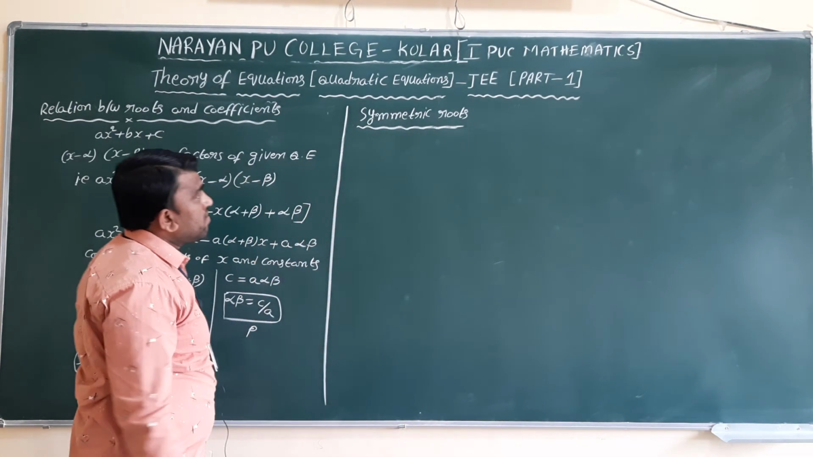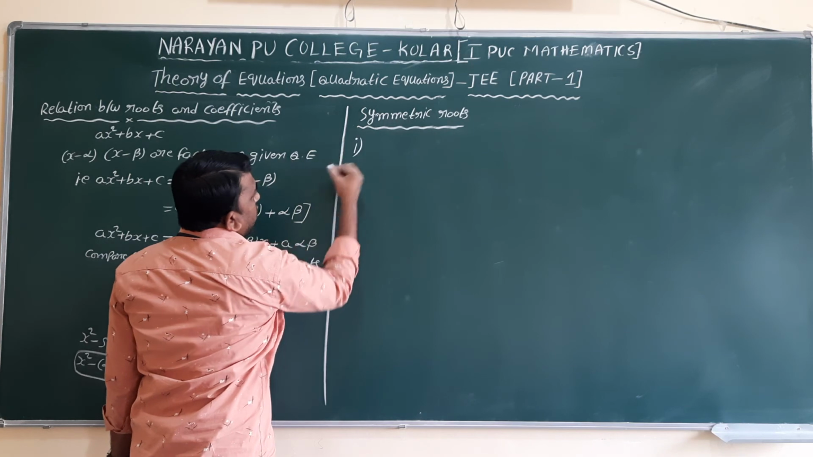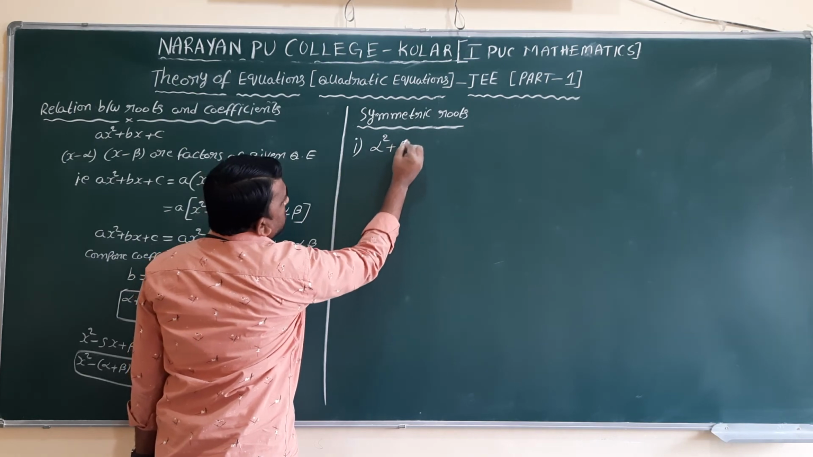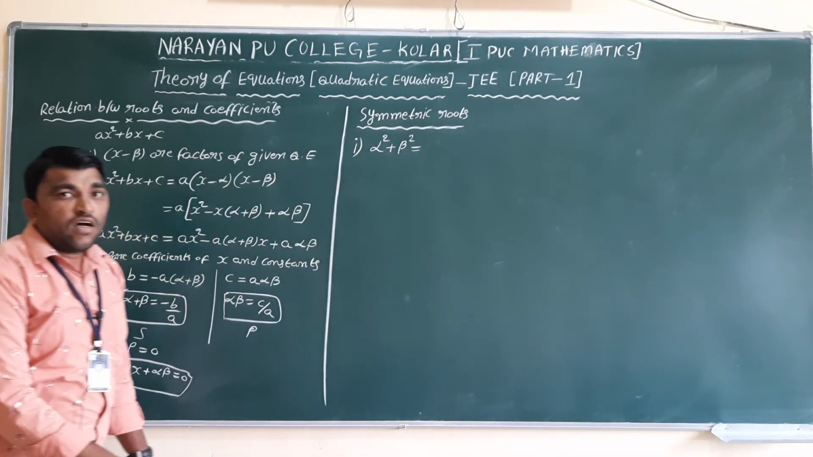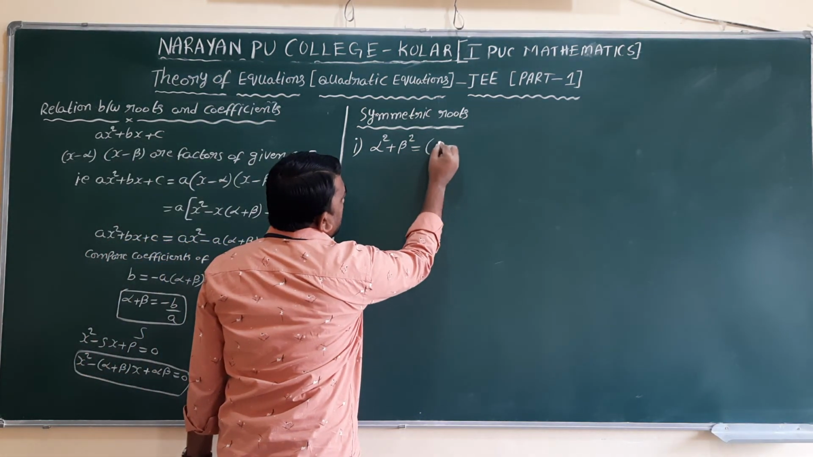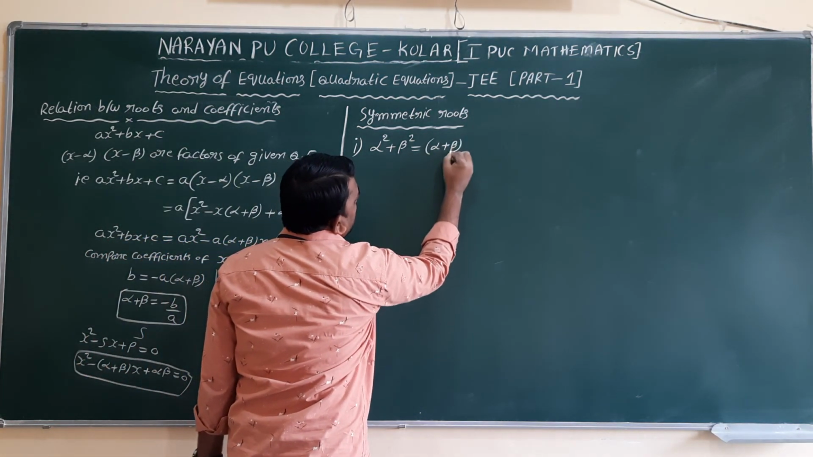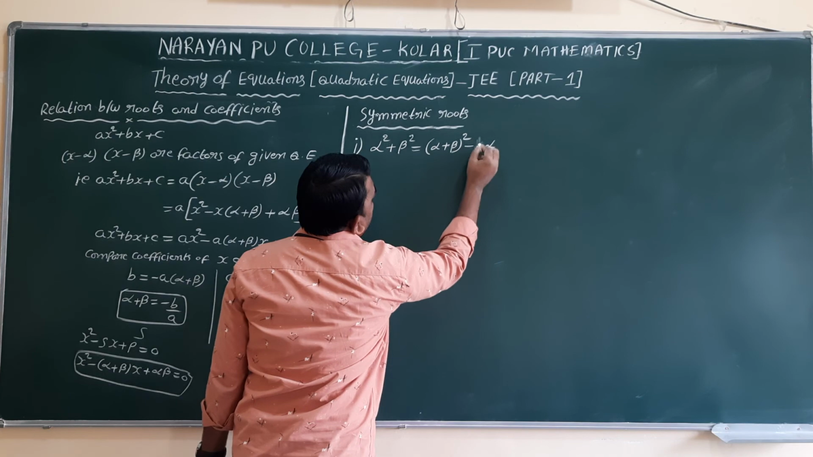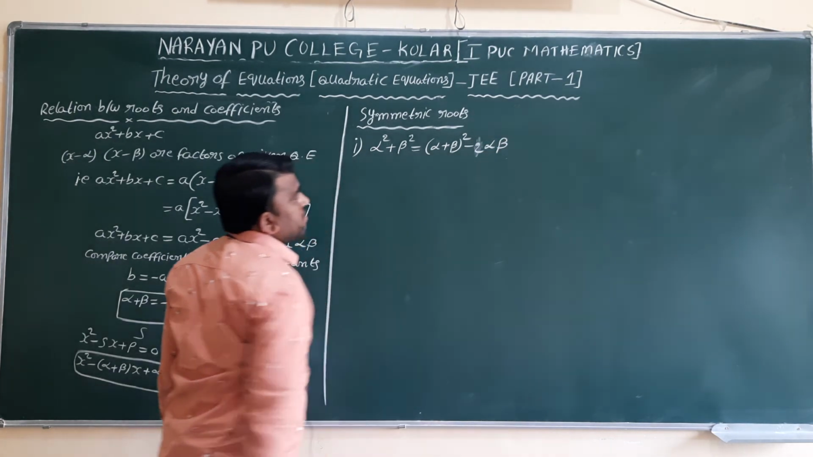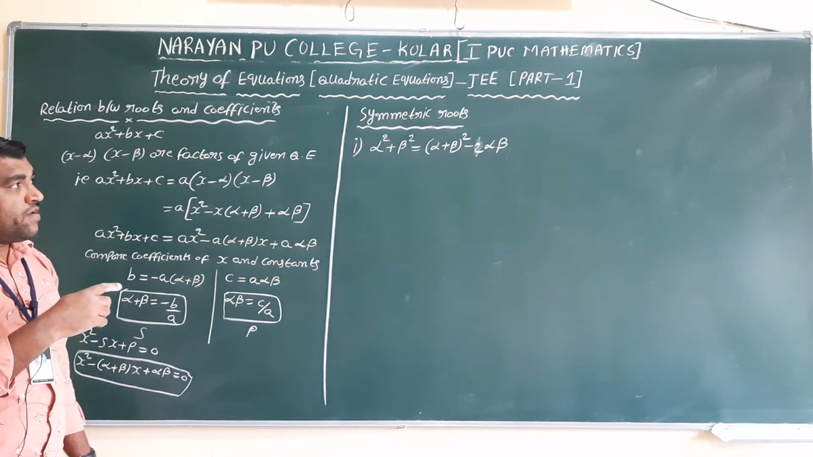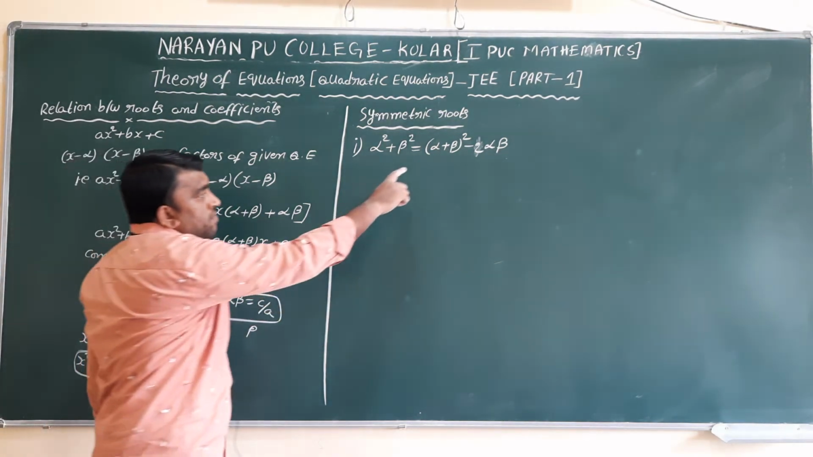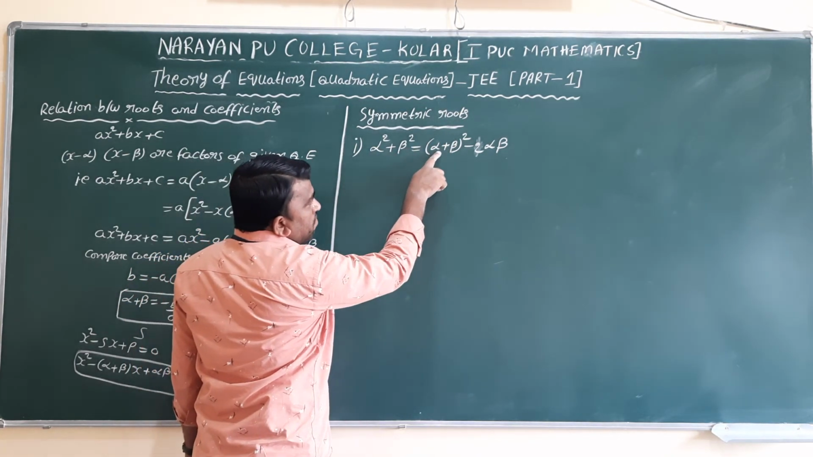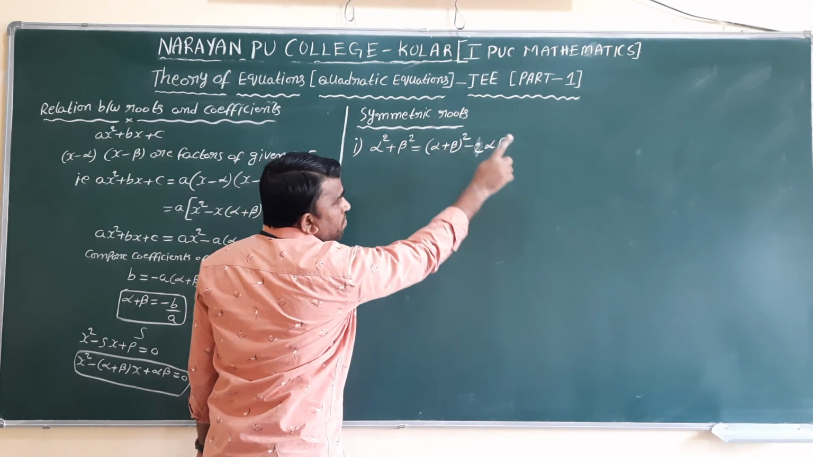Some symmetric roots means some identities. First one is alpha square plus beta square. We can write alpha plus beta whole square minus 2 alpha beta. a square plus b square we can write as a plus b whole square minus 2ab; plus 2ab minus 2ab cancel, and we get a square plus b square like that. Alpha square plus beta square we can write as sum of roots square minus 2 into product of roots.